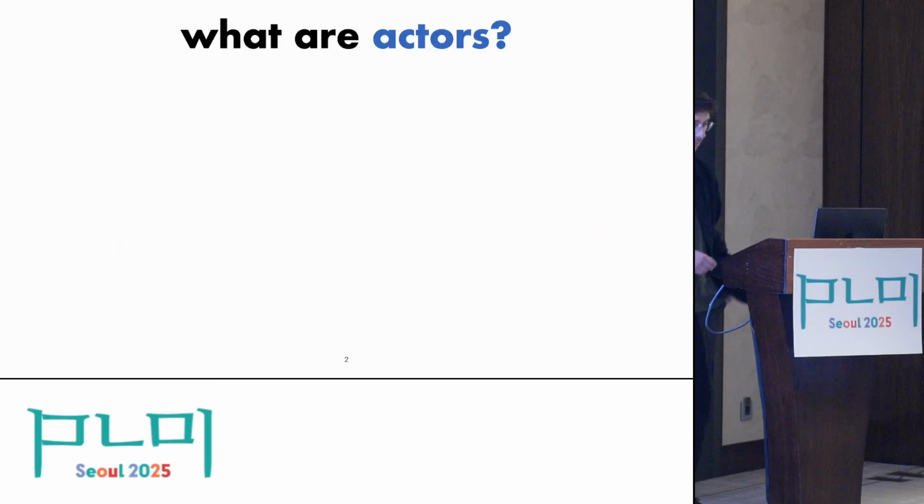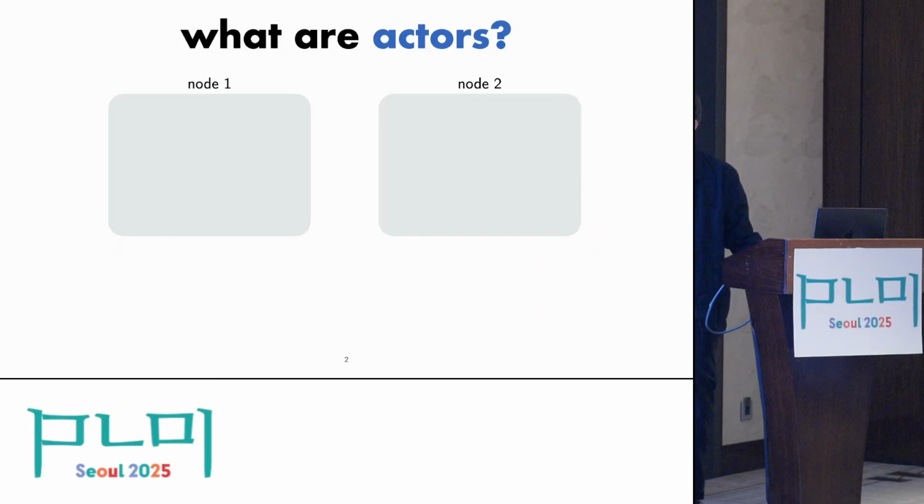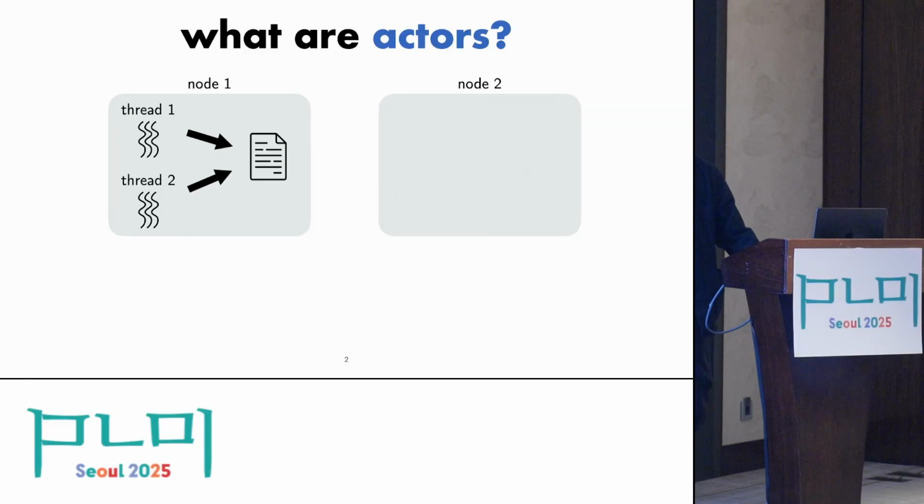What are actors? Well, imagine you've got a distributed system. It's a little bit hard to see, but these are two nodes. And imagine you've got some kind of resource, like maybe it could be a container, it could be some large shared data structure, it could be a file. In this case it's a file. And maybe you have a couple of threads on node 1 that are trying to access that file. Maybe even have a thread on the other node that's trying to access it.